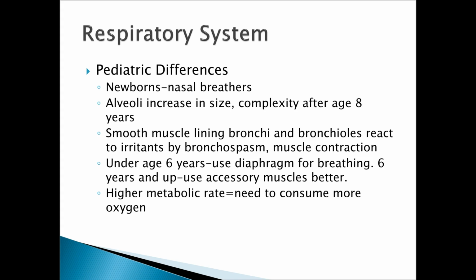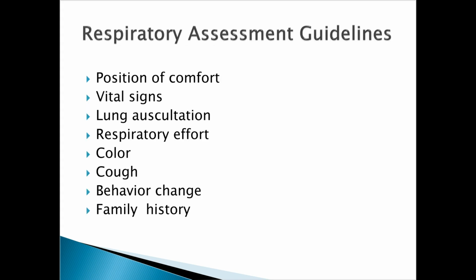If they are under the age of 6, they're going to use their diaphragm for breathing, and if they're 6 and up, they can use their accessory muscles better just because the muscles have matured, grown, and developed. Children also have a higher metabolic rate, and so they need to consume more oxygen.